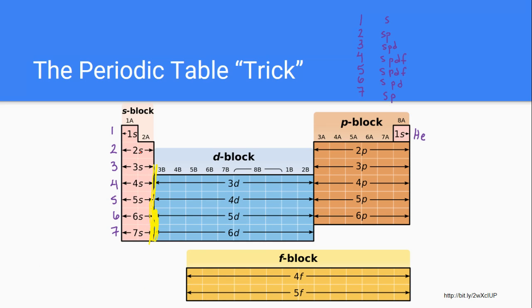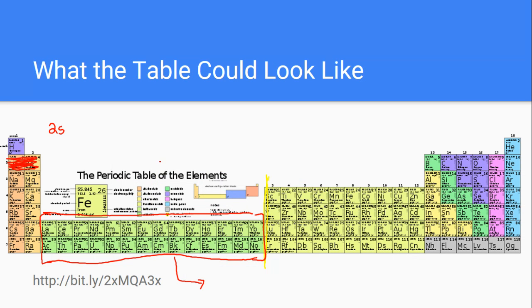I get that from here. If I ask you a question about something like, what would boron end in? Well, I'm still in the second row, because here's the first row, the second row, and I know that this is the P block over here, so it would end in 2P. All right, hopefully this is making sense to you.